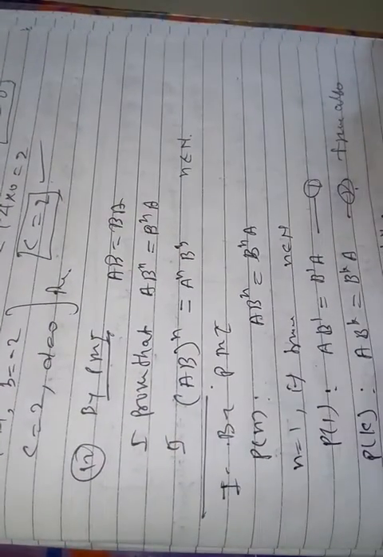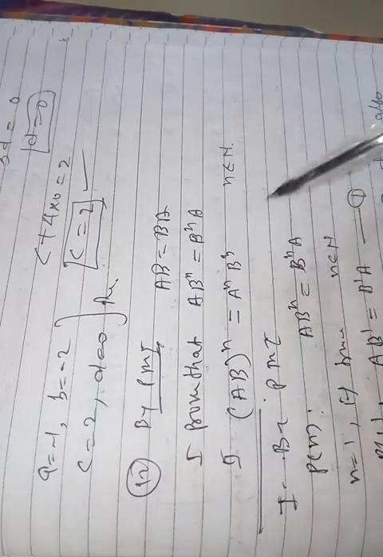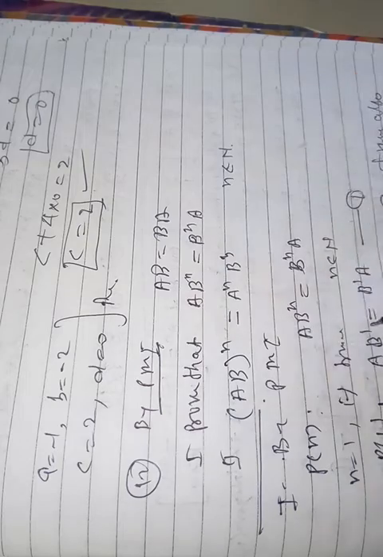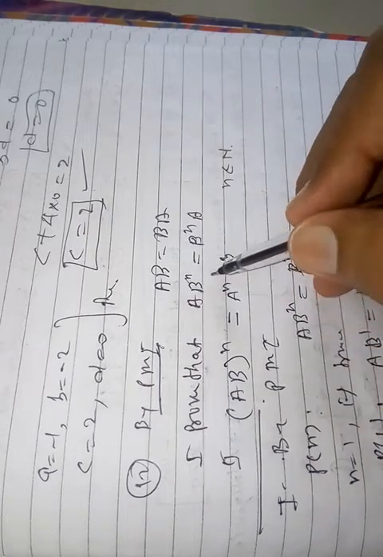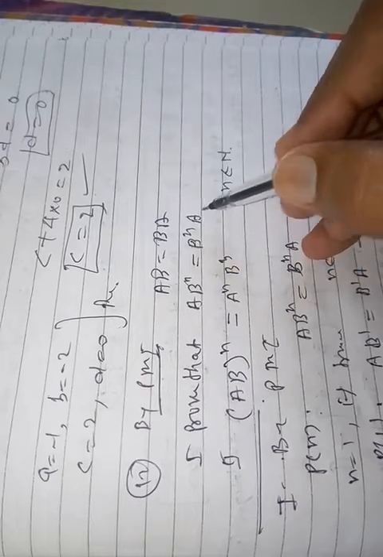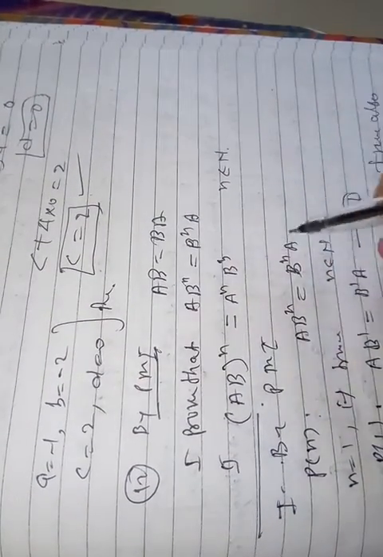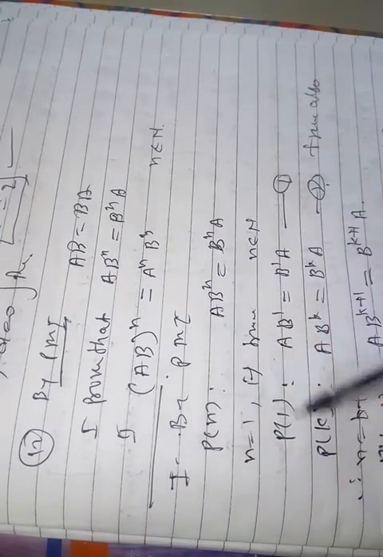Okay, this type of question you solve like this. And question number 12 is solved by PMI. Last question. Already AB, and the two parts are also given. The first proof: AB raised to n equal to B raised to n into A. And the second part: AB raised to n equal to A raised to n and B raised to n, where n belongs to the natural numbers. So first prove this by PMI.